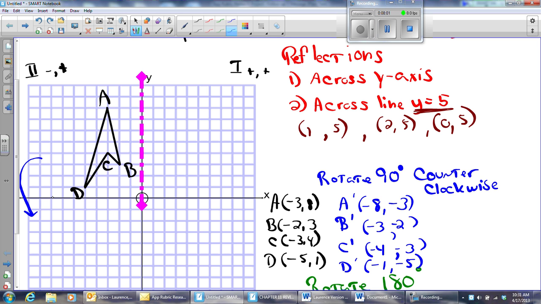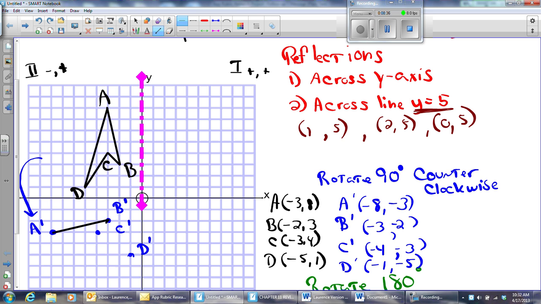So negative 8, 1, 2, 3. So this is where A prime is going to be. B prime is going to be at 1, 2, 3, 1, 2. C prime is going to be at negative 4, negative 3, right there. And D prime is going to be at negative 1, 1, 2, 3, 4, 5. Now watch. There's no guesswork. This does it for us.